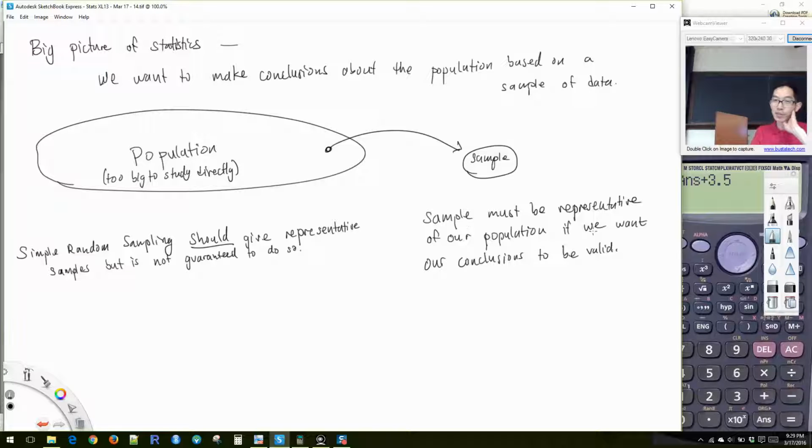It should give us representative samples, but it's not guaranteed to do so. Okay. So our sample must be representative of the population if we want our conclusions to be valid. And then basically, based on what we observe in our sample, we try to make conclusions about the population. Now, how do we obtain random samples and how do we get our data? Or I should say, how do we get our data?